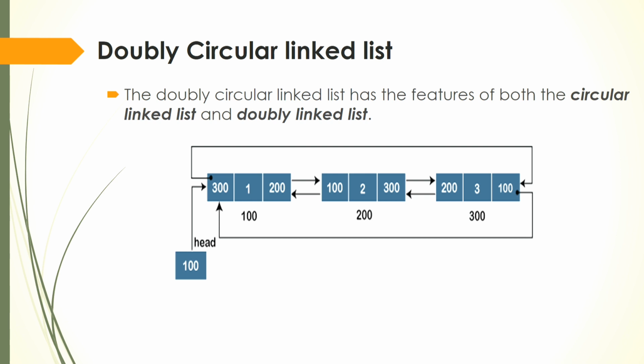In case of the doubly circular linked list, it has the features of both the circular linked list and the doubly linked list. From the diagram we can see the representation of the doubly circular linked list, in which the last node is attached to the first node and thus creates a circle. It is a doubly linked list also because each node holds the address of the previous node. The main difference between the doubly linked list and the doubly circular linked list is that the doubly circular linked list does not contain the null value in the previous field of the node. And as the doubly circular linked list contains three parts, that is two address parts and one data part, its representation is similar to the doubly linked list.